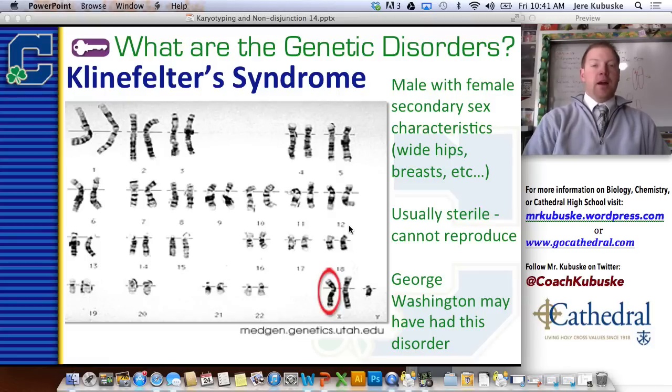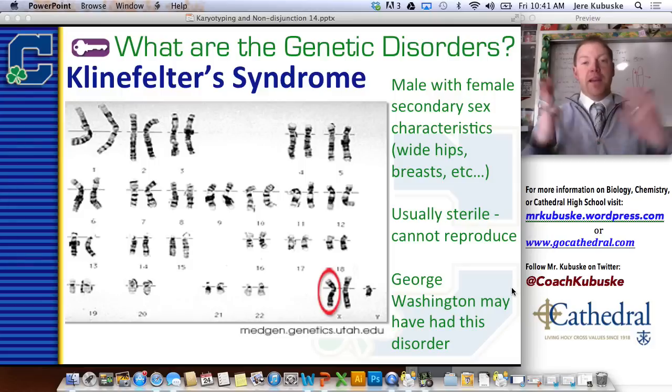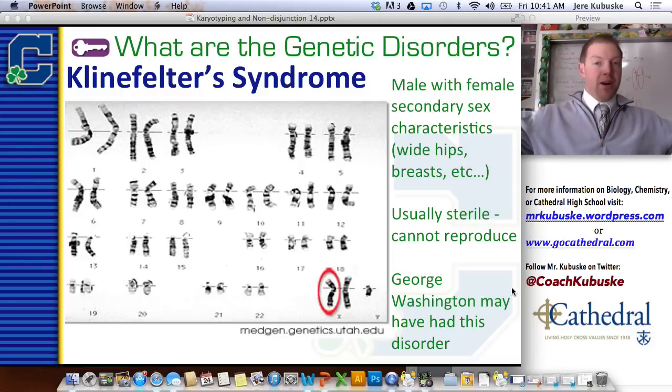Klinefelter Syndrome. Klinefelter Syndrome, believe it or not, and I'm not trying to start rumors or anything, but I've actually read some material on the subject, and many people believe that George Washington had Klinefelter Syndrome. Klinefelter Syndrome, it's a male, but they have female secondary sex characteristics, meaning that they have immature breasts, they won't get facial hair, they'll get wide hips and narrow shoulders, things like that. And they're usually much taller and bigger than other males or females of that time.